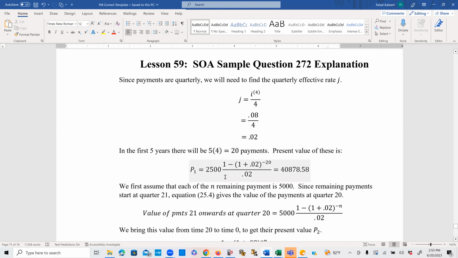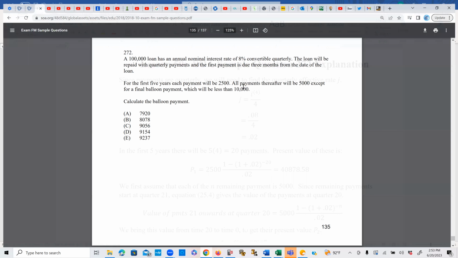That would be by our basic present value formula for annuity immediate, since payments are happening at end of quarters. So payment is 2,500 times 1 minus 1 plus interest rate, which is 2%, to the power -20, since there are 20 payments in the first 5 years, over 0.02, and this comes out to be 40,878.58.